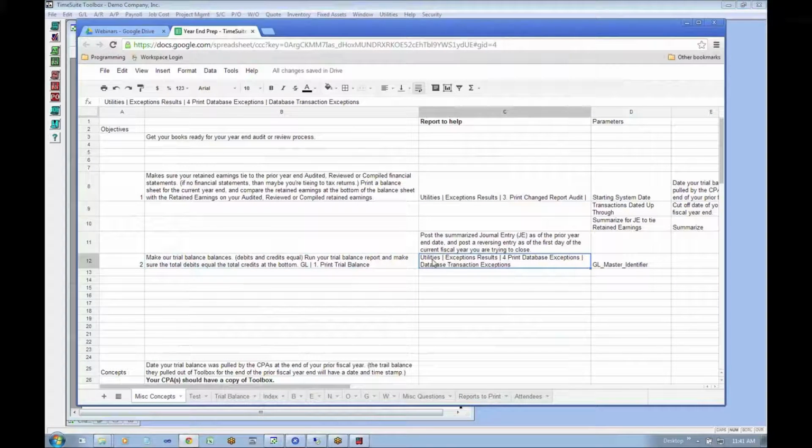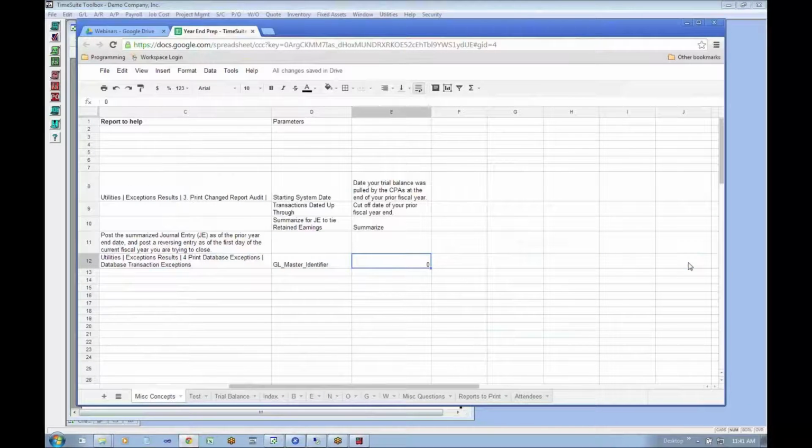So here's the report you would run. Database Transaction Exceptions under Utilities, Exception Results for Print, Database Exceptions, Database Transaction Exceptions, and then the GL Master Identifiers, you're just going to leave it at 0, which is the default.